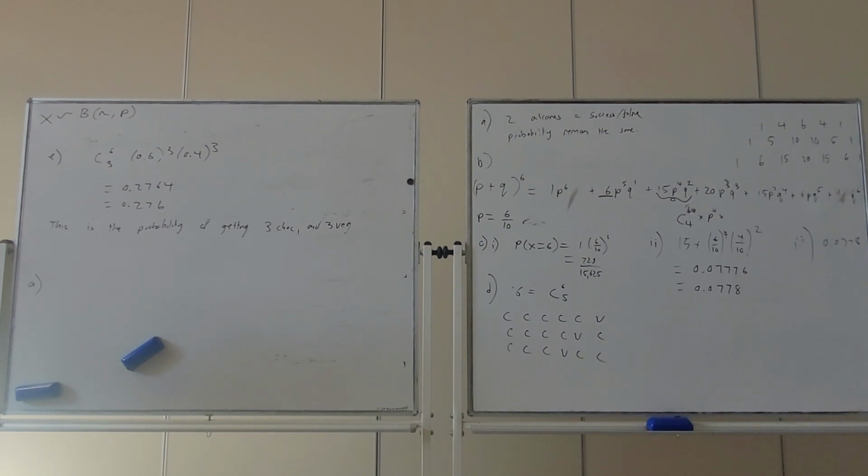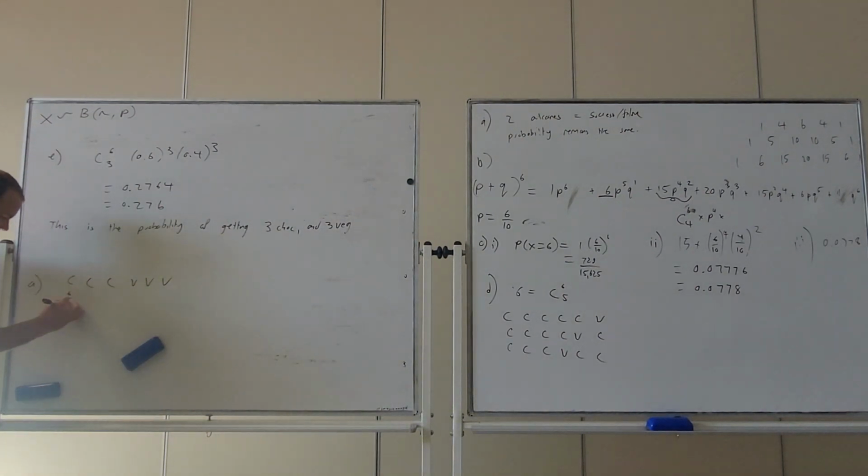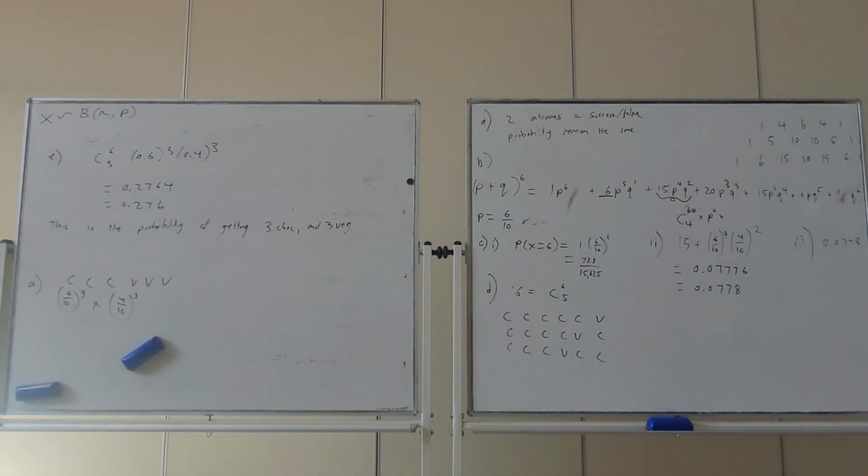Okay, part F, what is the probability of getting 3 chocolate bars in a row followed by 3 veggie delights? That means chocolate, chocolate, chocolate, veggie, veggie, veggie. So that's 6 on 10 times 6 on 10 times 6 on 10, which is 6 on 10 to the power of 3, multiplied by veggie delight, 4 on 10 times 4 on 10 times 4 on 10, 4 on 10 to the power of 3. Let's calculate those.